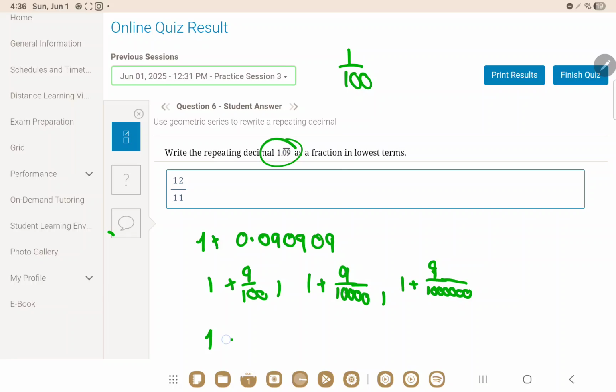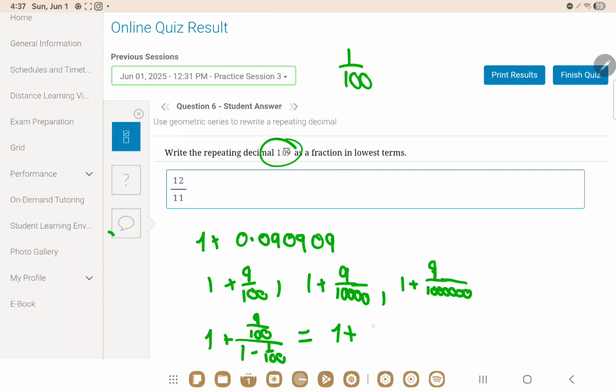So now we put the 1 aside and we do the sum to infinity of this. So the first value is 9 over 100. Keep the 1 to the side, we don't need it. Minus 1 over 1 minus 1 over 100. Put that into your calculator. We should be getting this all equals 1 over 11.